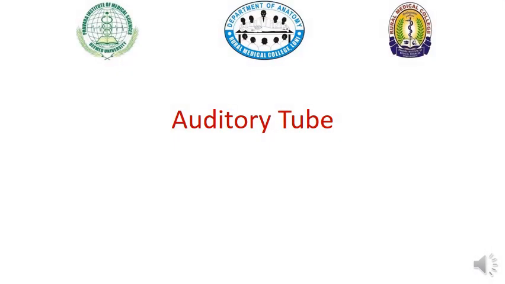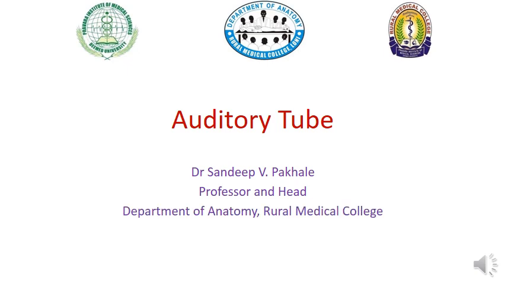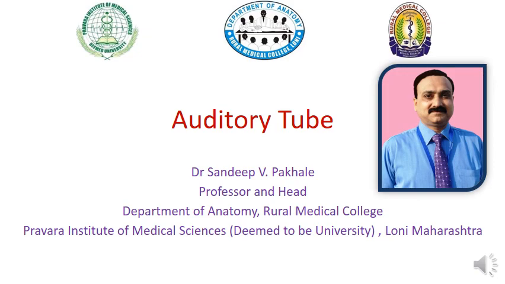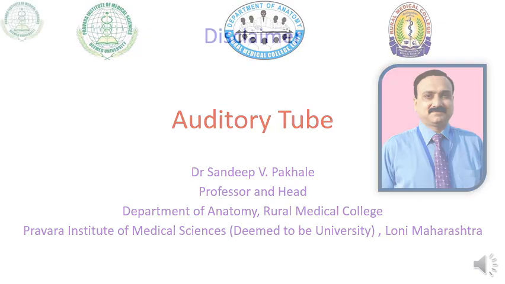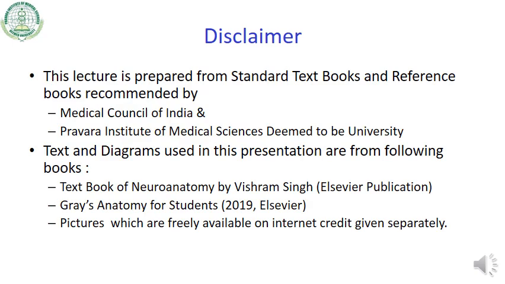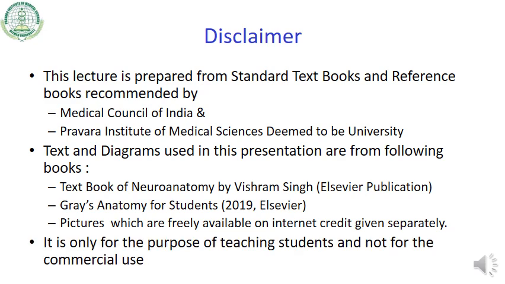Hello friends. Now today we are going to study auditory tube. You all know that auditory tube is also called as pharyngotympanic tube or Eustachian tube. The name itself tells you it is joining the pharyngeal cavity or pharynx to the tympanic cavity.